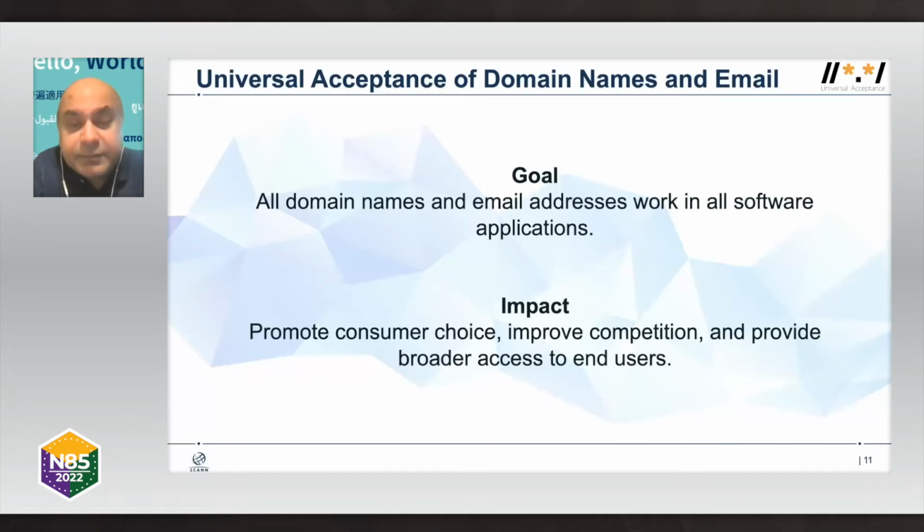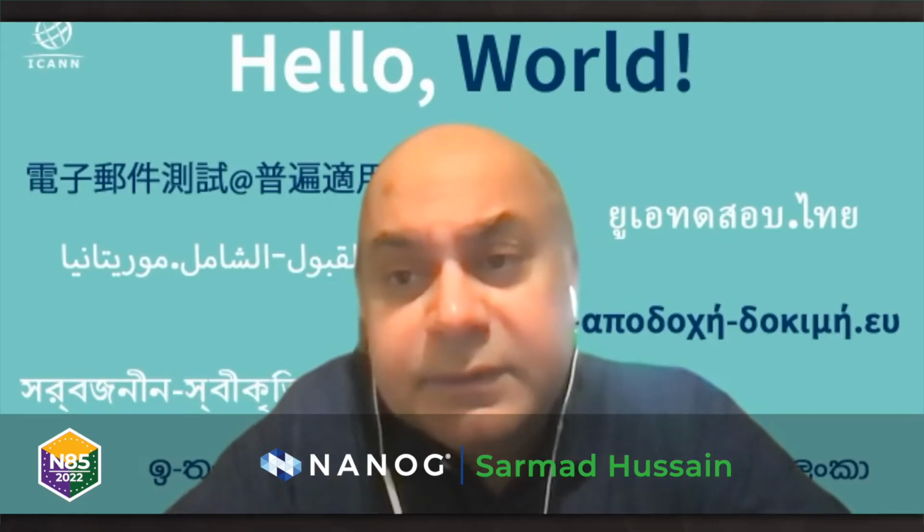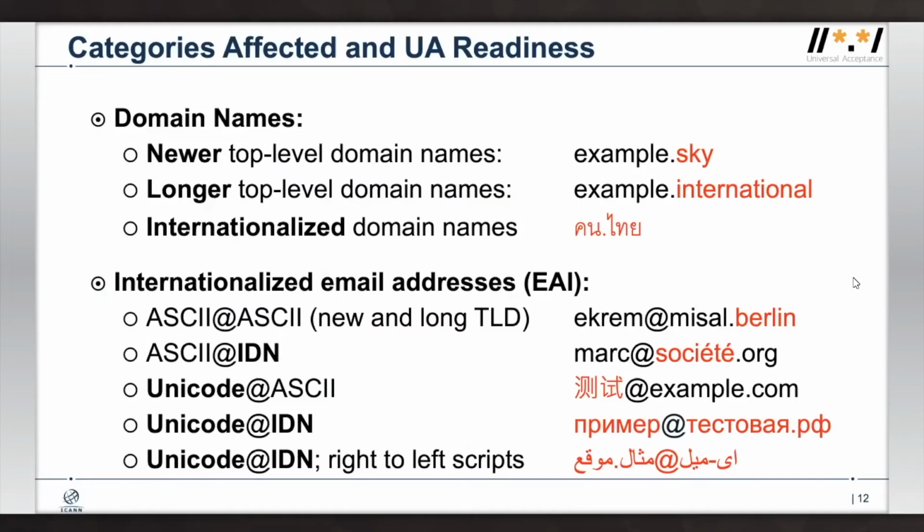And of course, it has a very deep impact, in the sense that having all the domain names and email addresses accepted provides significant consumer choice to people around the globe. It improves competition in the industry and provides better access to end users, especially those who read and write in a different script and language. So it's an essential prerequisite for all this to work. And here are some possible examples of what's new and what is possible.